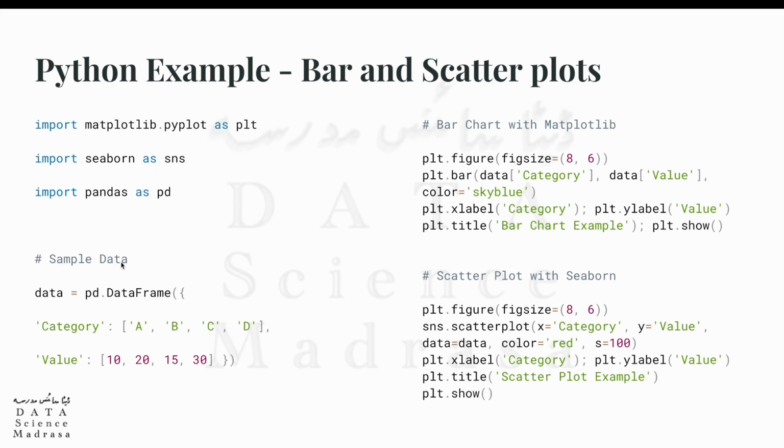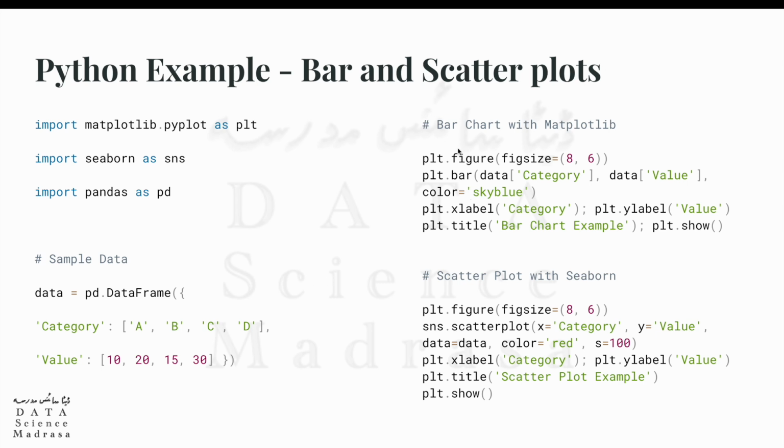Let's say that we have a sample data. We create a pandas data frame. We call out a variable and assign pd.DataFrame to it. The DataFrame constructor function requires that we give it a dictionary, in this case with two elements, category and value. Both are arrays with some values: A, B, C, D, and 10, 20, 15, 30.